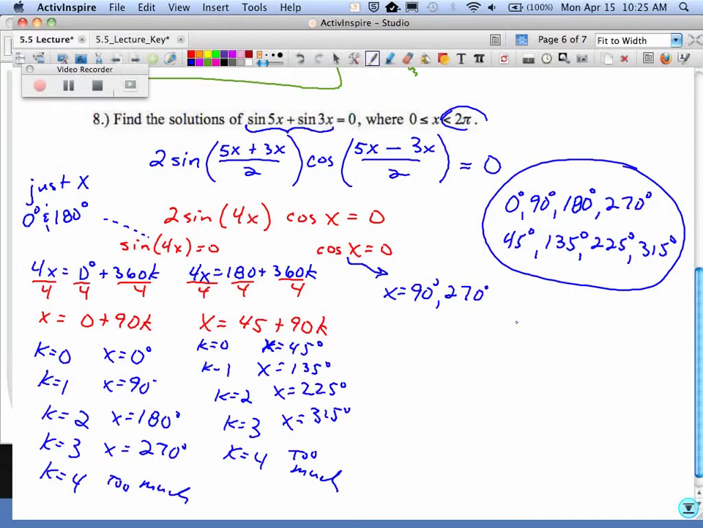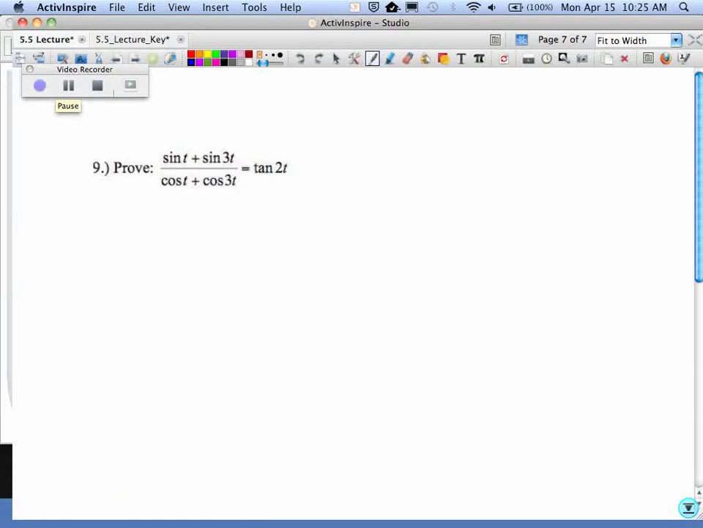5.1 and 5.2. This is kind of a verify problem. Prove that this is a true statement. Let's start over here. This looks fairly complicated compared to that one. So remember, we're going to circle what's more complicated. Look at the box. Which one goes sine of t plus sine of 3t? So sine plus sine. What are you going to get?